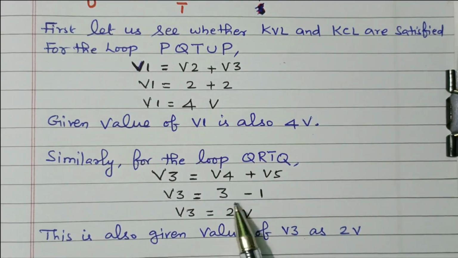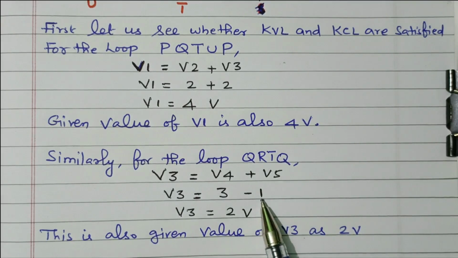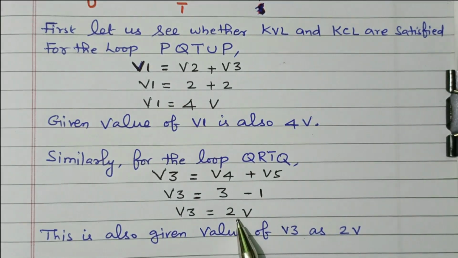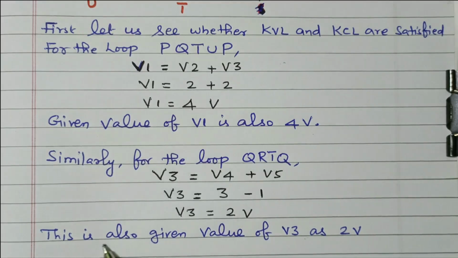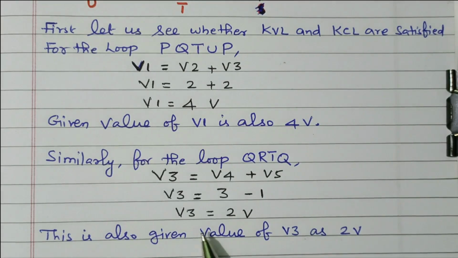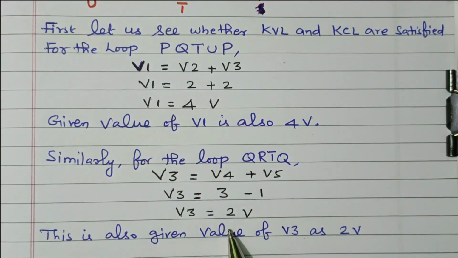V4 is 3 volts. V5 is minus 1 volt because it is going down. Right? So 3 minus 1, 2 volts. V3 is 2 volts, so this is also given. The given value of V3 is also 2 volts. By analyzing the KVL, we got 2 volts. So it is satisfied. Right?